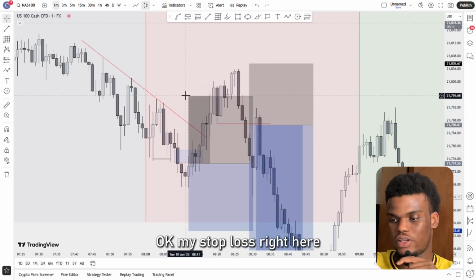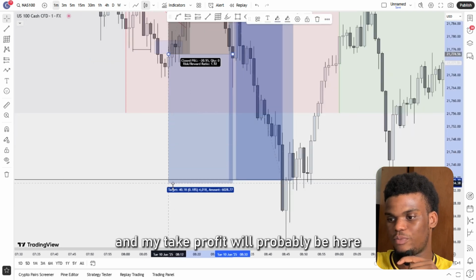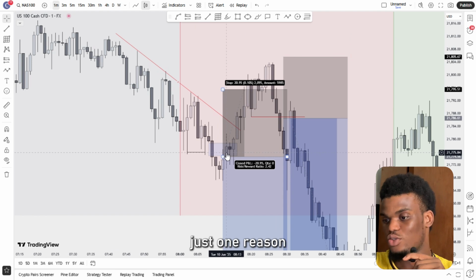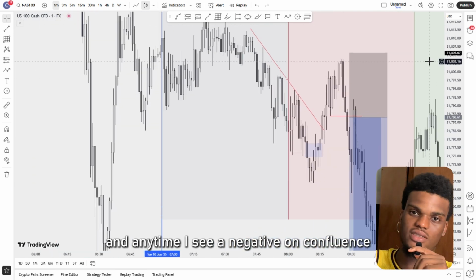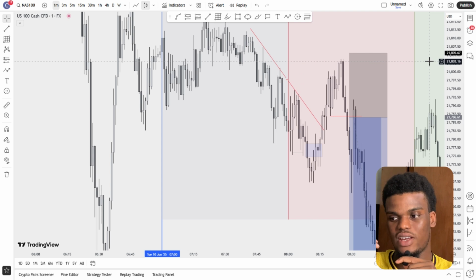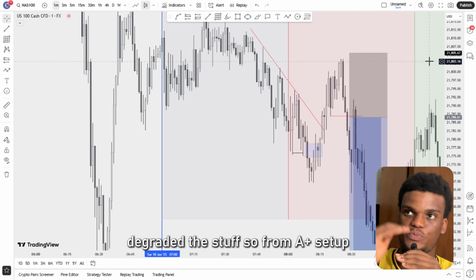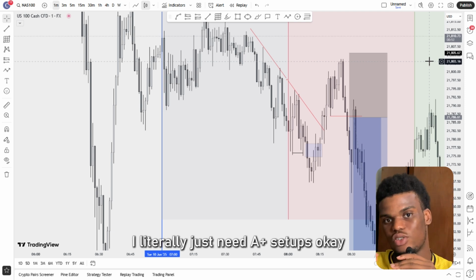Okay, put my stop loss right here, but then I did not enter here. My take profit will probably be here, but then I did not enter here for one reason. Just one reason. And anytime I see a negative confluence when I want to take trades, I don't take it, because then it has degraded the setup. So from an A plus setup, it'll probably come down to like B plus. And at this level, I literally just need A plus setups.